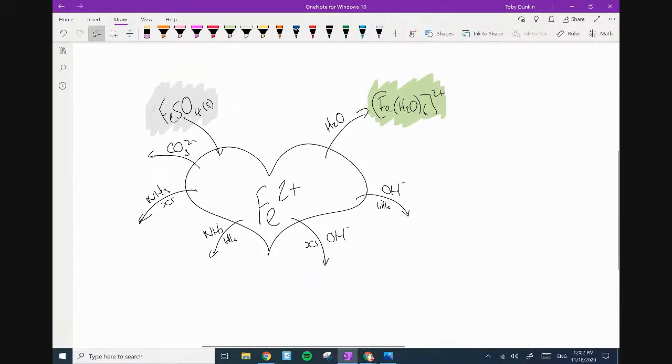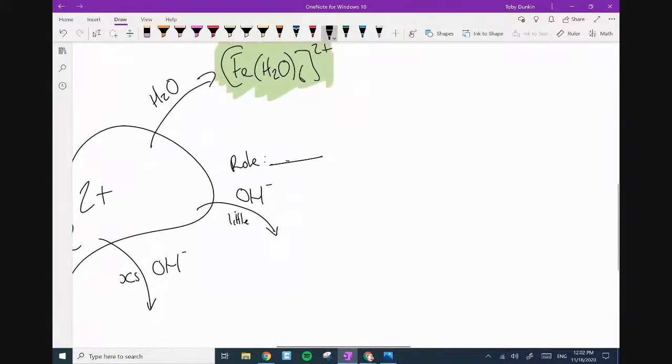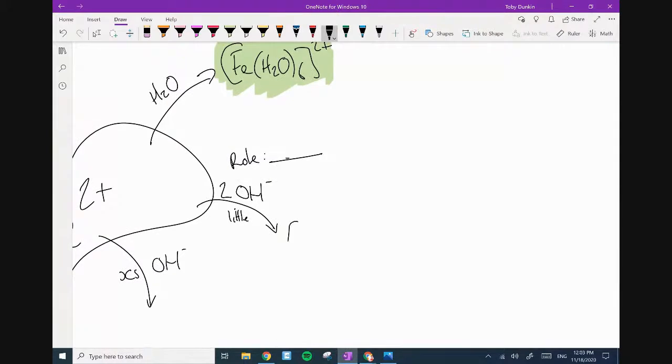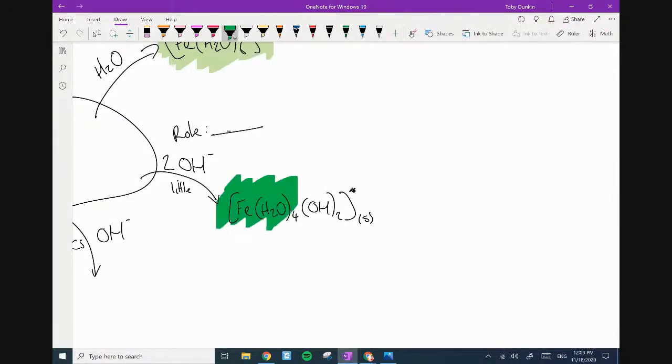Pale green solution. Now, what's going to happen is we add OH minus a little, and it's nice to mention the role of OH minus here. You guys can fill in that blank, and the number of them. We remember that we're going to need 2 in this case, because the 2+ requires 2 OH minuses. So we're going to form Fe(H2O)4(OH)2. It cancels out the charge. We now have no charge, so it becomes a solid, and we form a snot green solid. Not particularly nice.